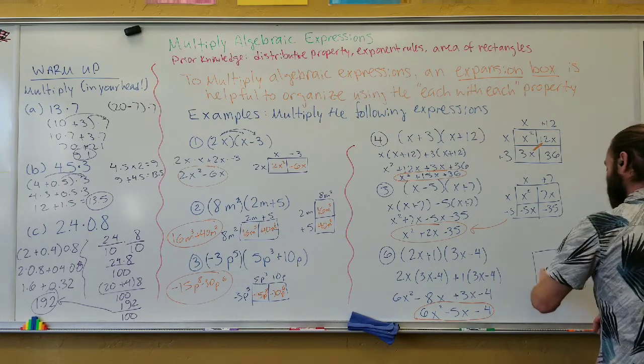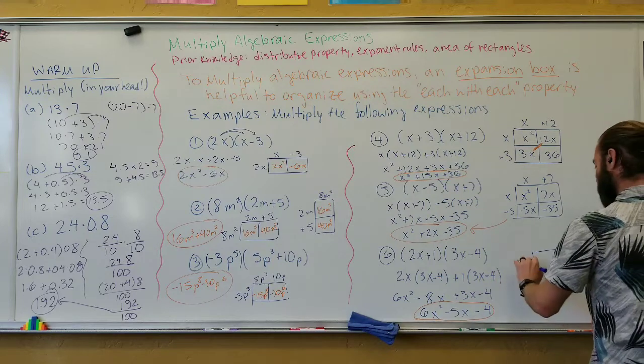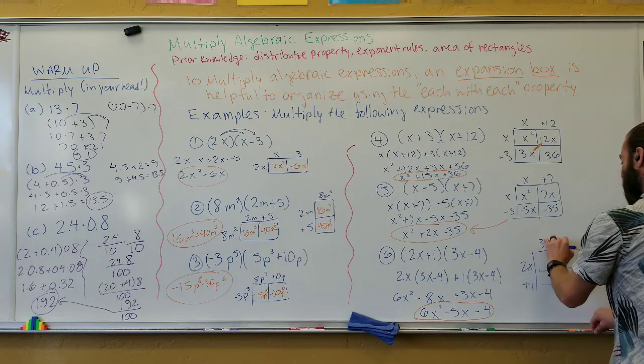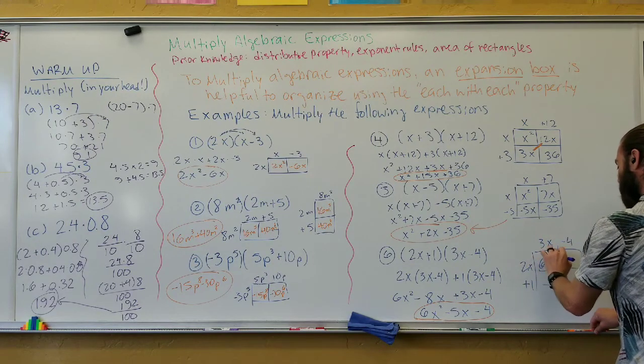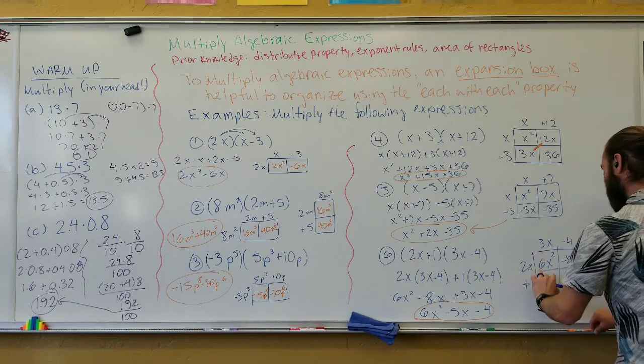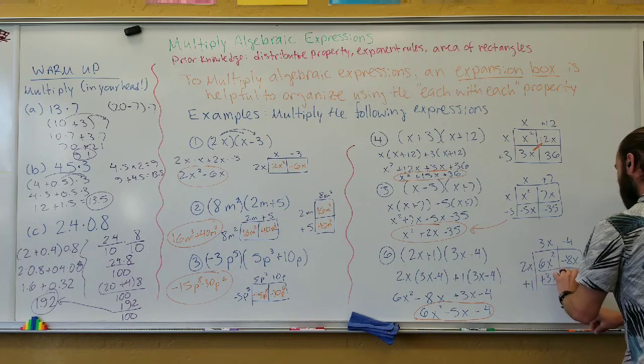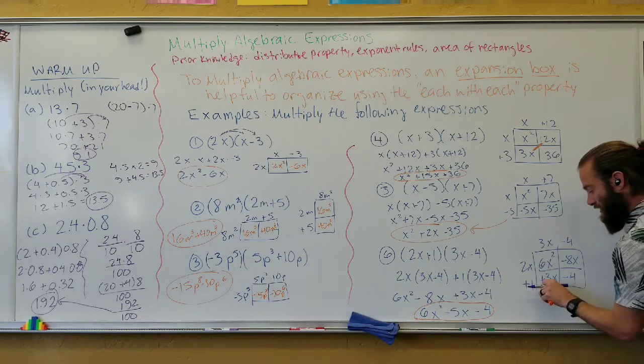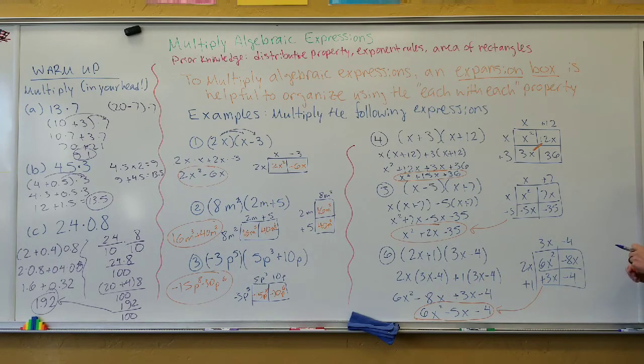And again, the expansion box, same thing. 2x plus 1, 3x minus 4, and we get 6x squared minus 8x plus 3x, and then minus 4. And if you add all those pieces up together again, the area, we get that total.